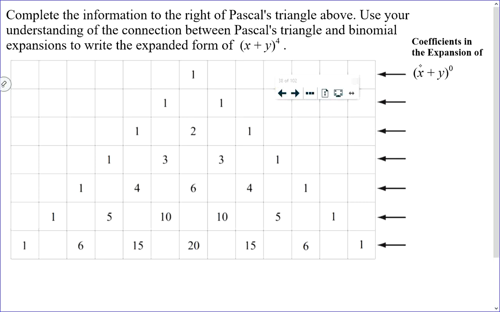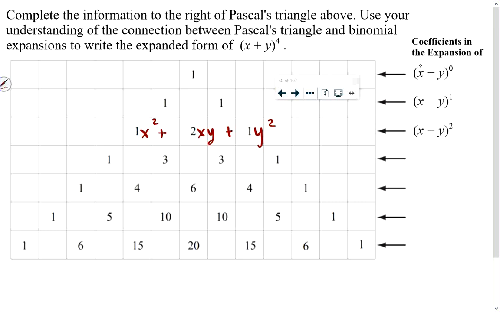The second row is not x plus y to the 1. But the coefficients of the second row are the coefficients of x plus y to the 1. Because when you expand x plus y to the 1, this is what you get. The third row is not x plus y to the 2, but it's the coefficients of x plus y to the 2, because when you expand x plus y to the 2, you get that.